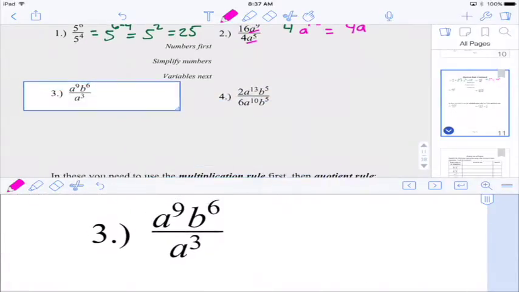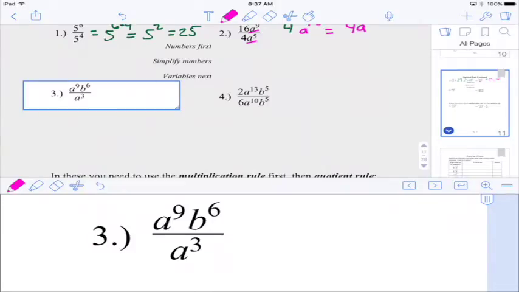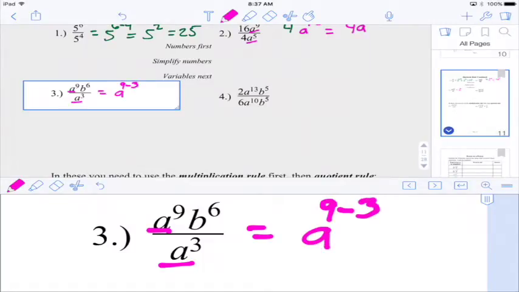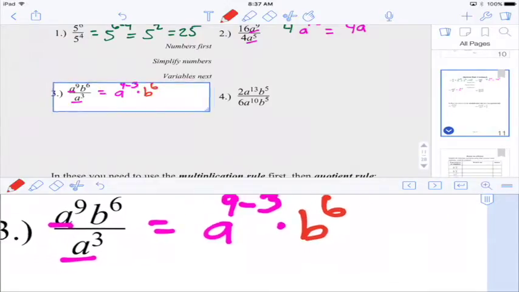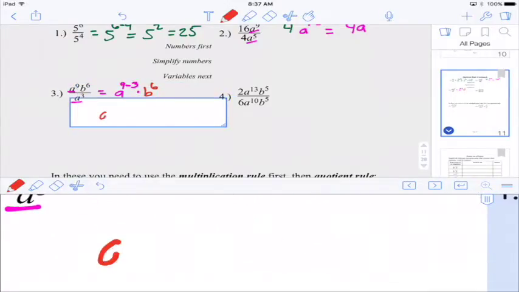Number 3. We can only simplify the same base. So we get a to the 9th divided by a cubed. So we get a to the 9 minus 3 times, well, b to the 6 doesn't have anything. Okay, so our answer is a to the 6th times b to the 6th.